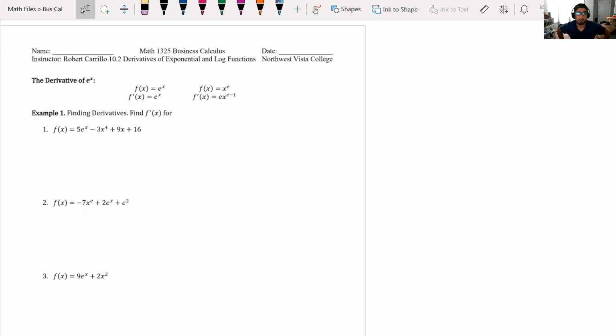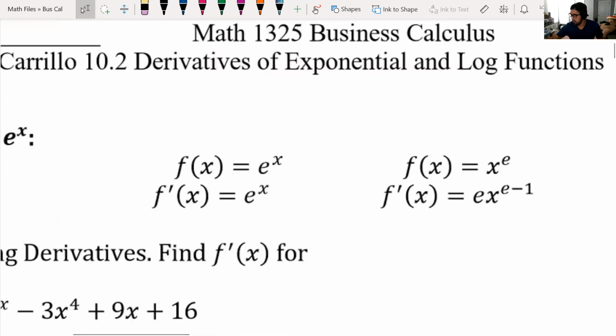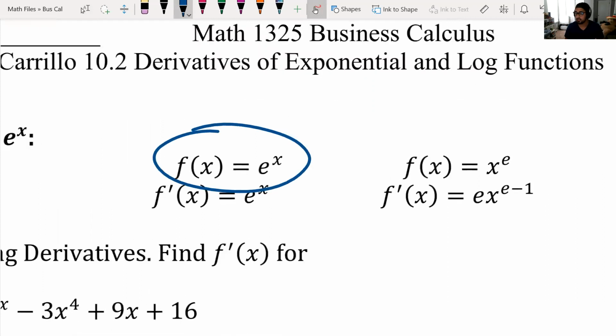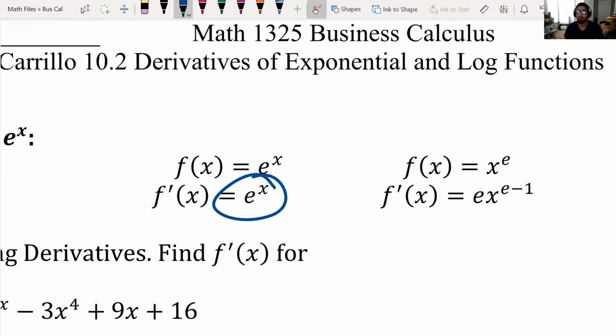All right, so let's get started with the derivative of e to the x. And this one's great because the derivative of e to the x is, guess what? E to the x. Oh my goodness, right? So the derivative of e to the x is e to the x, nothing else to it. If you want to see a proof, sure, ask me in class. It's a fun proof.